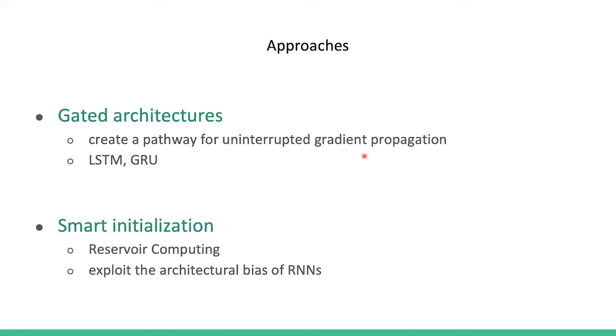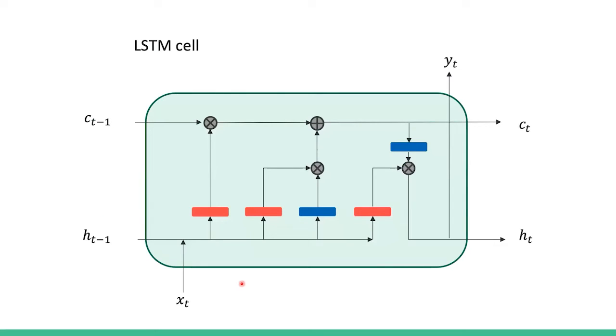Or another possibility, the one that we are going to see in detail in this tutorial, is related to smart initialization. Instead of making things more complicated using gated architectures, we can exploit the architectural biases of recurrent neural networks in order to do a computation that is as good as possible. So limit the problems of information loss or explosion by a proper smart initialization of the recurrent neural network.